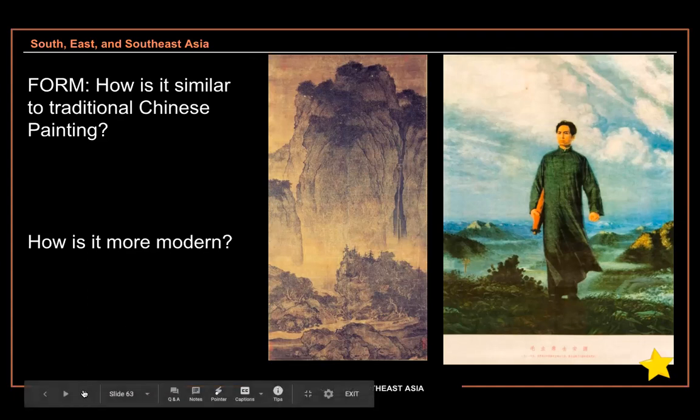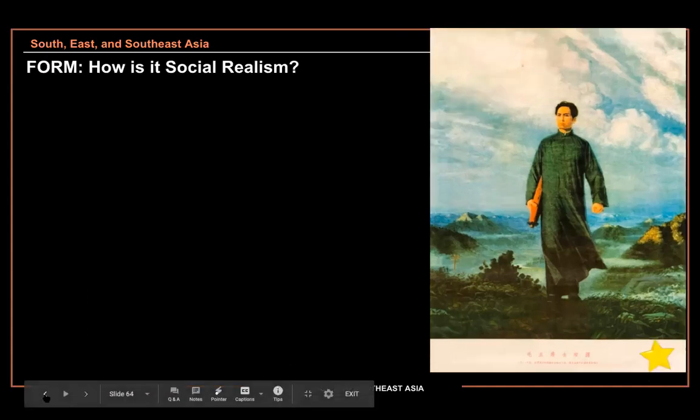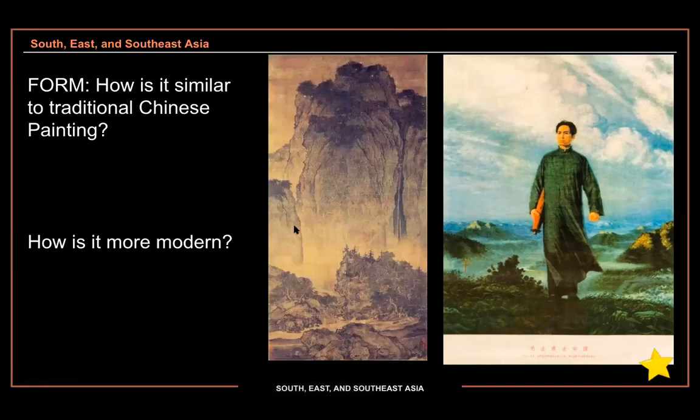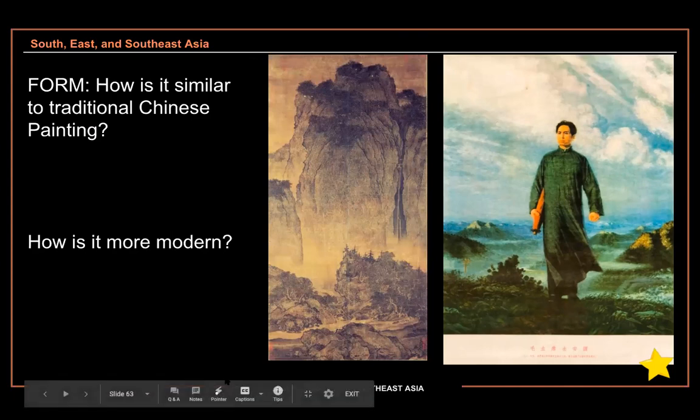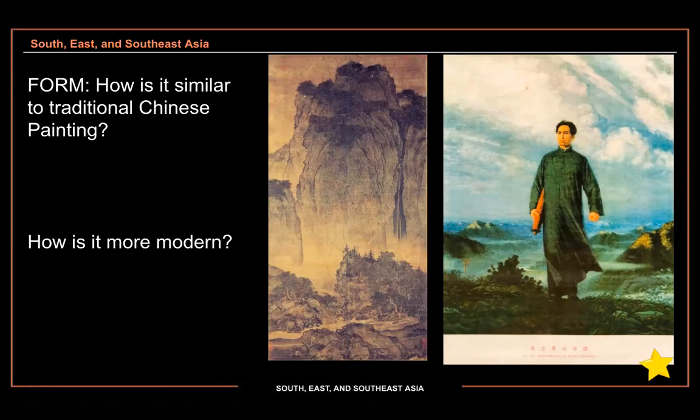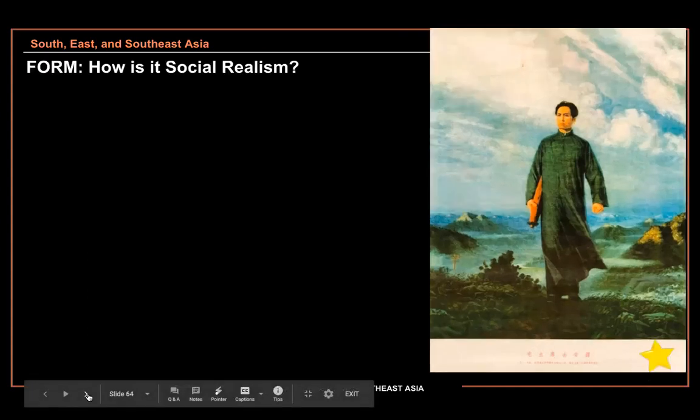And then there are some more modern components to it. It's done in oil paint. The original was done in oil paint, and then it was mass produced as a printed image. So it has a westernized style of modeling light and shadow using oil paint. But you can still see him in the midst of nature. But unlike Fan Quan, where man is small, here Mao is large, right? He's larger than life. And one of the reasons is it's done in the style of social realism.